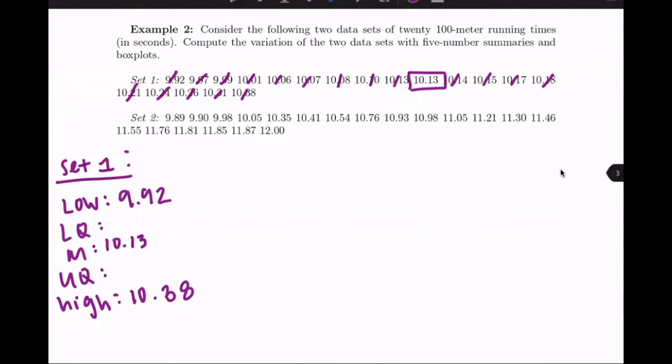Next, we need to find the lower quartile. So we're splitting our data set at the median. We're looking this way for the lower quartile and this way for the upper quartile. All right. So lower quartile. And upper quartile.